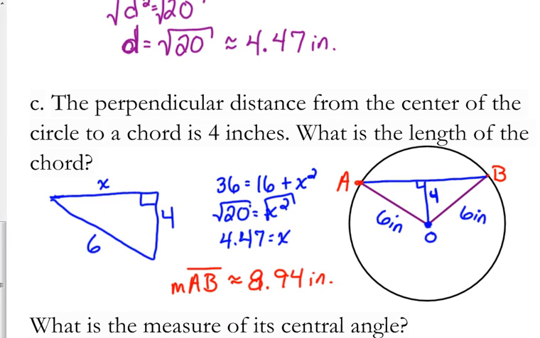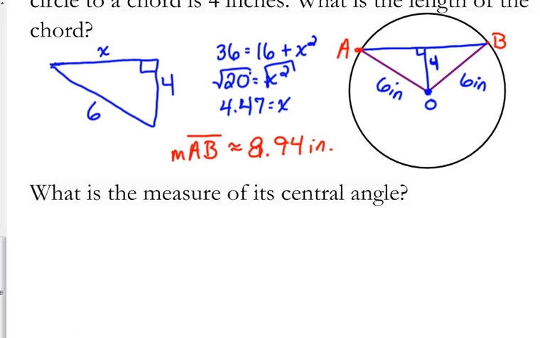Is the measure of its central angle. So we've got to find that angle again. Let's go back to the triangle. Now, this time we're not going to use sine. Why not? Because we don't have the opposite side. Well, we did just find the opposite side. But just in case we made a mistake with that, I would rather go with what I know. This time we have the adjacent and the hypotenuse.